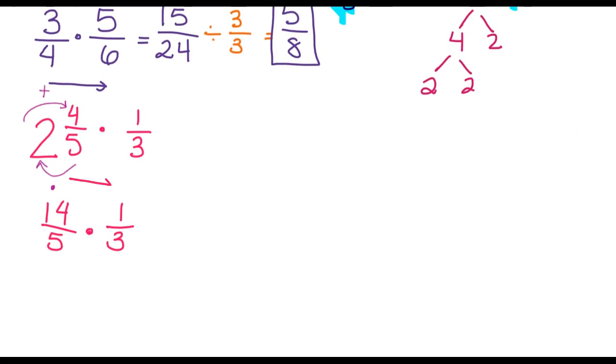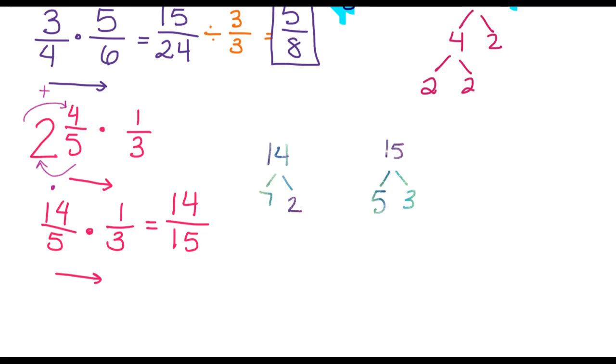Okay, so again, we're going to follow the same directions though as the other one, where we multiply straight across. 14 times 1 is 14, and 5 times 3 is 15. Okay, so let's really quickly break it down so we can see. 14 is 7 and 2, and 15 is going to be 5 and 3. They have nothing in common, which tells me right away very nicely that this is going to be our simplest form. And they have nothing in common, I have no greatest common factor.